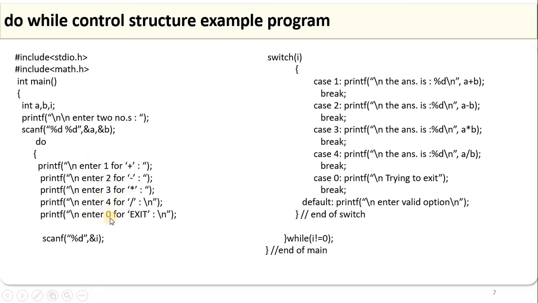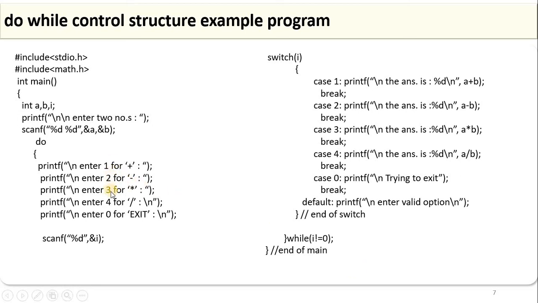Once he enters 0, then the 0 is taken into I, and here switch 0, this will match this case 0, it will say trying to exit, and then it will come out of this switch statement. Here I will be 0. 0 is not equal to 0. This is false. So it will come out of the do while loop. Then we'll go to the next statements, if any.